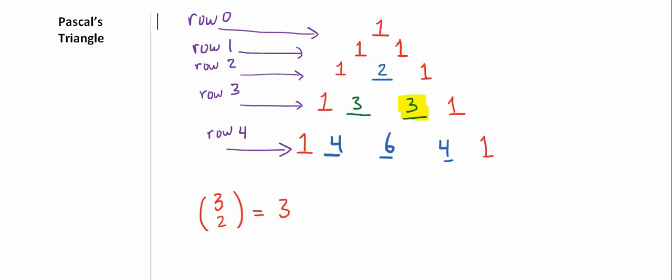And then here, this is row 4, row 4, column 0, 1, 2. So 4 choose 2 is precisely equal to 6. And this works for every single part of Pascal's triangle. Namely, if we go to the row and the column in Pascal's triangle, we find the value of combinations.